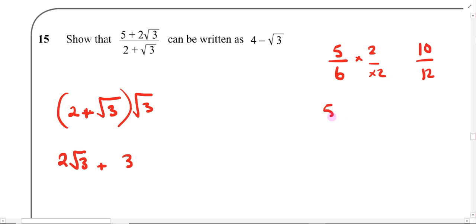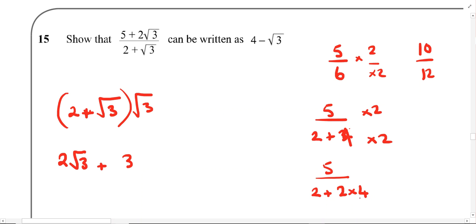However, if I were to write 5 over 2 plus 3, and I multiply top and bottom by, say, 2 to the power of 4, I'd get 5 over 2 plus 3 to the power of 4. Can you do that? No. Remember, root 3 is just a number. So it's no different from doing it with numbers. The same rules apply. So I can't do anything other than what I did with brackets.